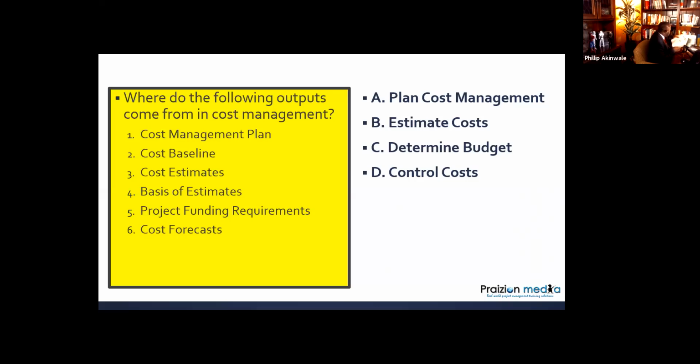All right, let's go again, page 232. Sorry about that. If you take a look at page 232, you can see that the cost management plan comes from plan cost management. Cost baseline comes from determine budget. Cost estimates and BOEs, basis of estimates, come from estimate cost. Project funding requirements come from determine budget, and cost forecast comes from control cost.